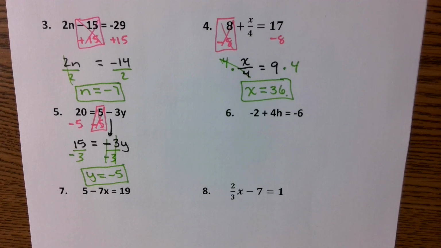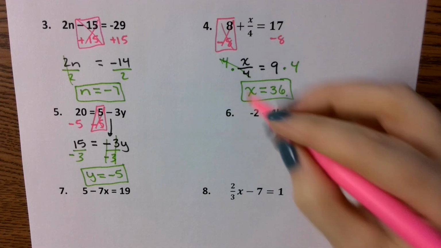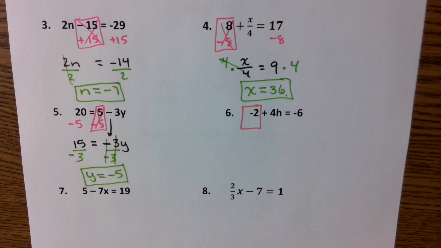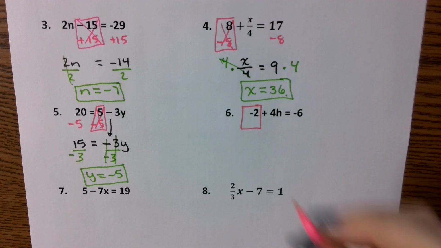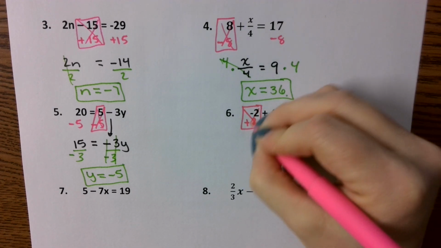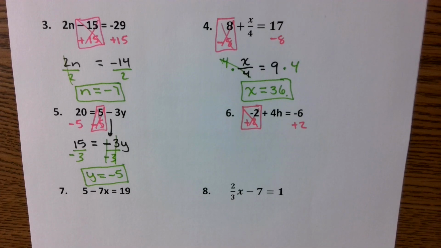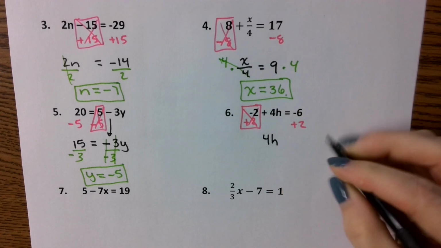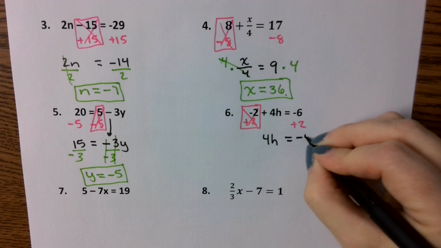Okay, what's your constant? Negative 2. Okay, so we want to do the inverse of the negative 2. So what would be the opposite? Positive 2. So plus 2. You're going to add 2 to both sides. Right? We're left with 4h, positive 4h, and it's now equal to negative 4.